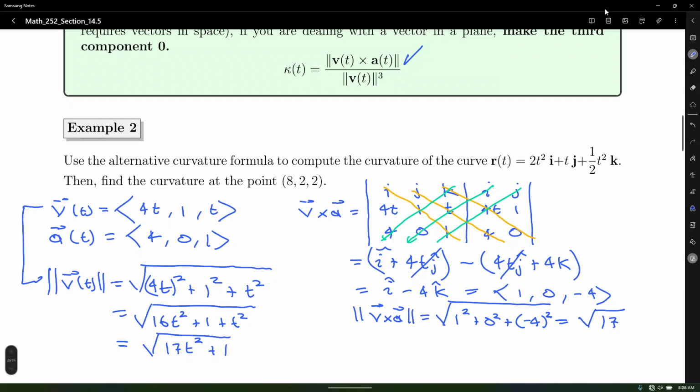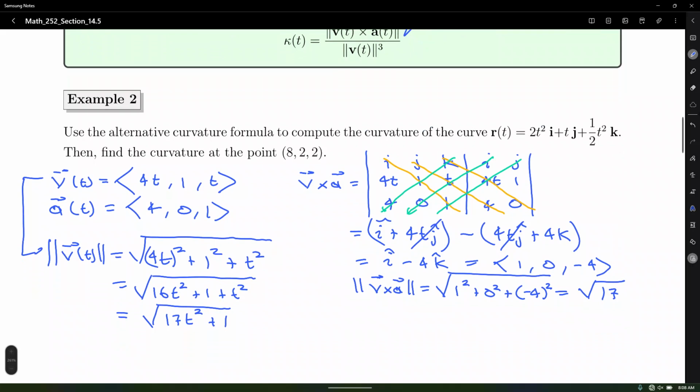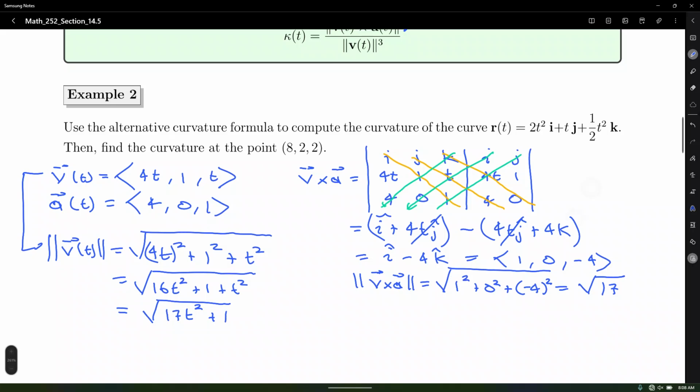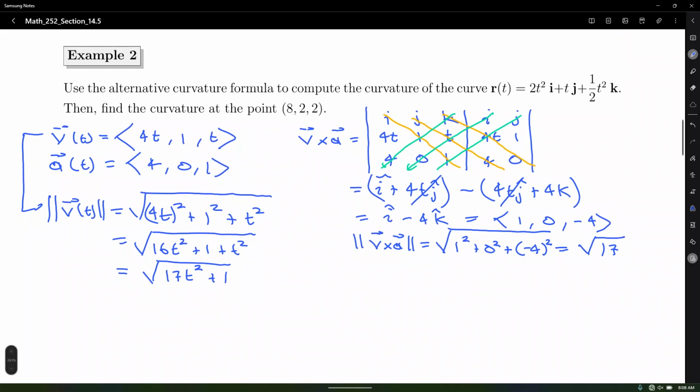So we have everything we need in order to express the curvature for every value of t, as long as it is in the domain. And if we look at this vector valued function, it's defined for all values of t. We have polynomials. There are no restricted functions here, so it should work for all values of t.